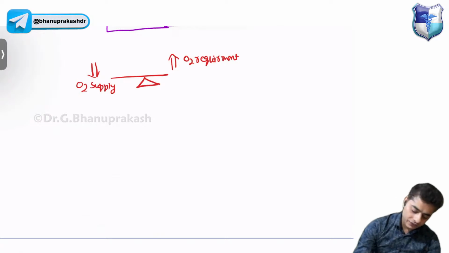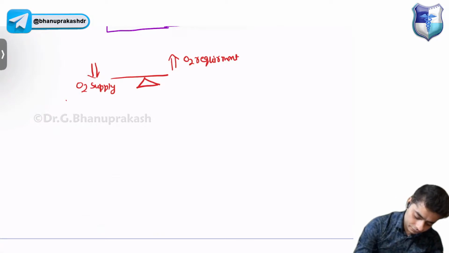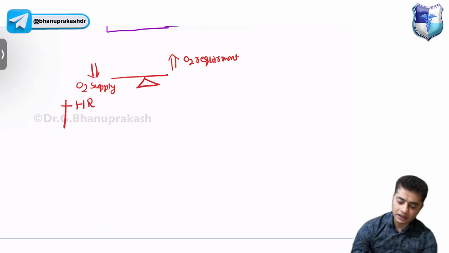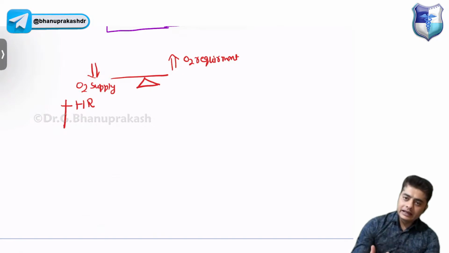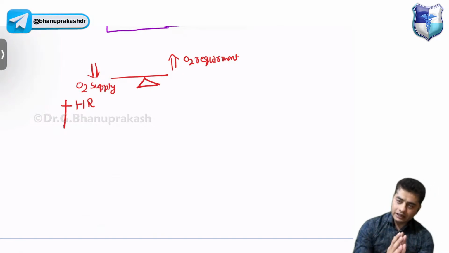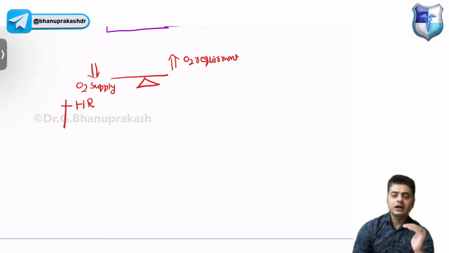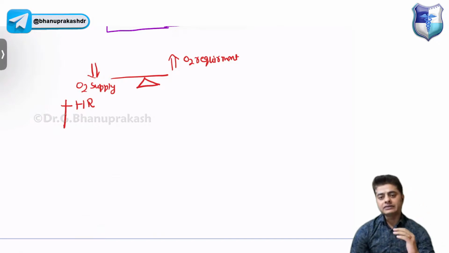First is increasing heart rate. Now, how will increasing heart rate lead to less oxygen supply? When heart rate increases, your diastolic period decreases, because the majority of the cardiac cycle comprises the diastolic period. And the diastolic period is important because only in that period the heart fills. So if heart rate increases, the diastolic period decreases, so blood reaching the heart will decrease, and obviously your oxygen supply will decrease.